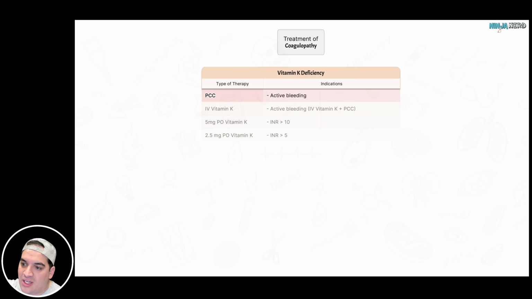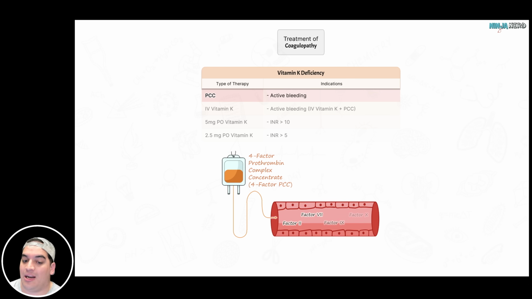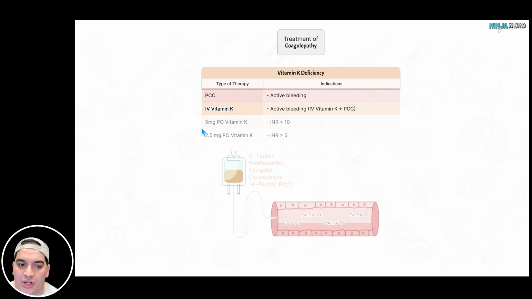But then you're also going to give them 10 milligrams of IV vitamin K, because while this stuff is working, you need the IV vitamin K in the background to tell the liver to start producing more factors 2, 7, 9, and 10. So you always give both of these right away in an active bleed. If the patient is not bleeding, you do not need to give them PCC and you don't need to give them IV vitamin K.